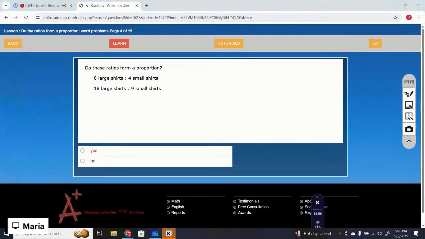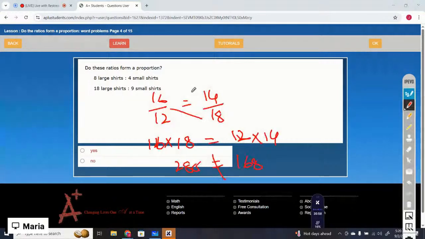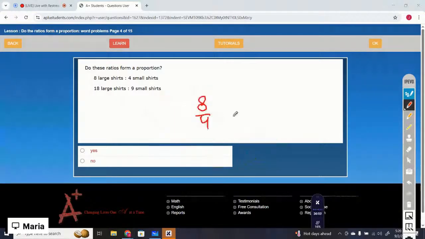Eight large shirts to four and 18 to 9. 9 times 8 is 72, 4 times 18 is 72. Yes, they form a proportion.